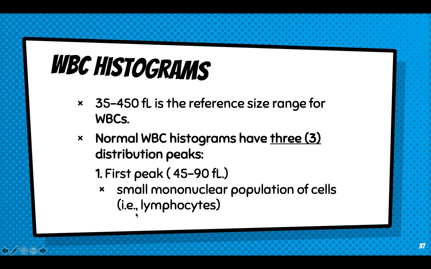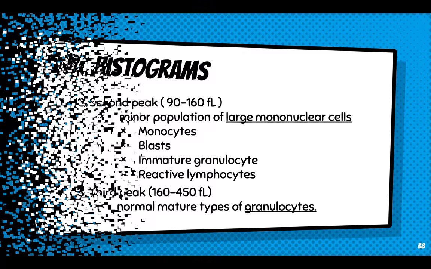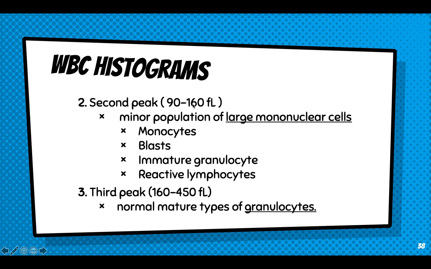So meaning, the cells that you can see on the first peak, 45 to 90 femtoliters, are your lymphocytes. Be it B or T lymphocyte, basta lymphocytes. Are we clear? Okay. On the other hand, we have the second peak. What can we see on the second peak? These are now a minor population of your large mononuclear cells.